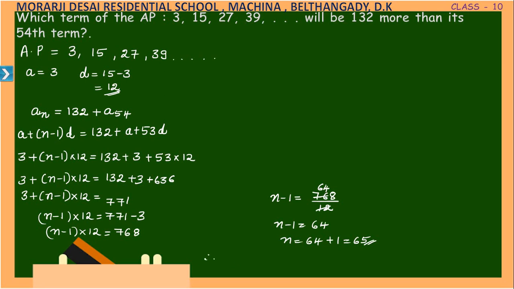Therefore 65th term of the given AP, that is 3, 15, 27 and so on, will be 132 more than 54th term.